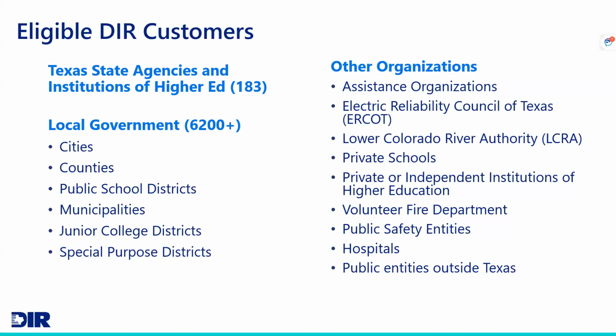And then we've also got a large number of public entities located outside of Texas who, when they have an interstate cooperation contract on file with us, are also eligible to buy through our cooperative contracts for their IT products and services. That includes out-of-state state agencies, public higher ed, local governments, and school districts located outside of Texas.